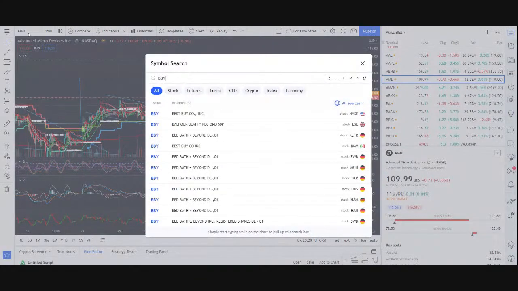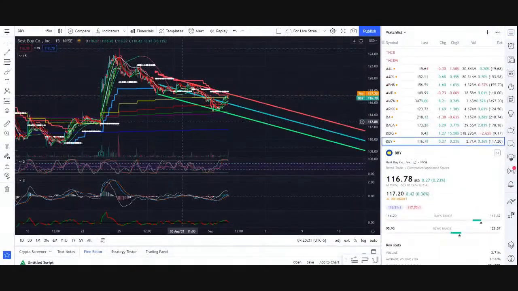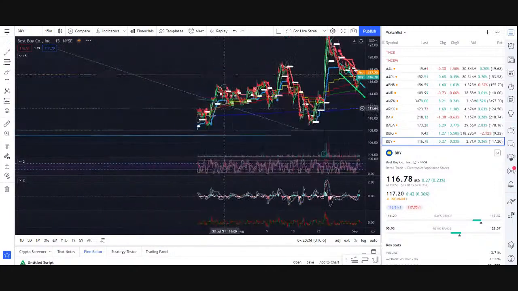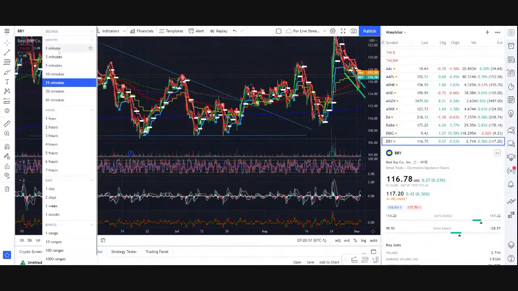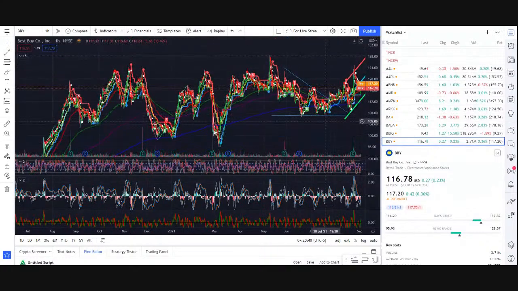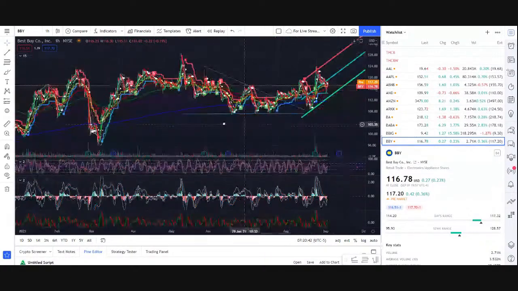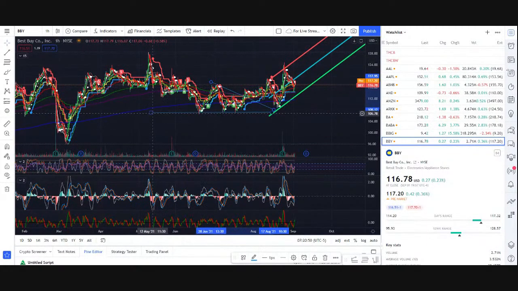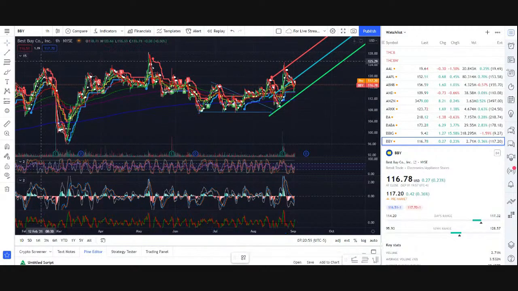I was looking at Best Buy this morning. I was going to show you guys a bigger scale picture here, so let's go to the hour chart. On this one, we have a much bigger wedge that was forming, right there to right here. Let's measure that height.